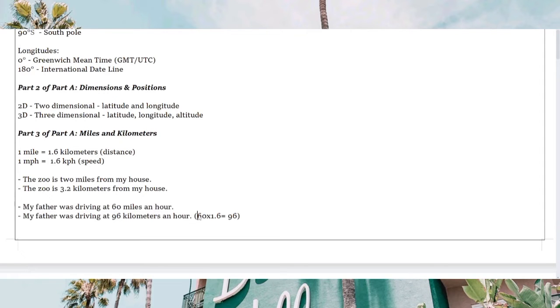How do we get that? We just multiply 60 times 1.6, we get 96. That's how you do miles and kilometers. So remember again, a mile is 1.6 kilometers.